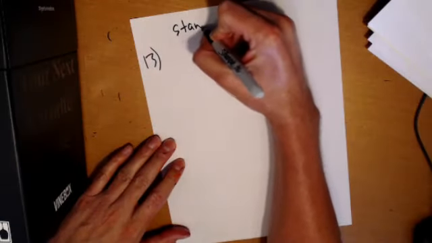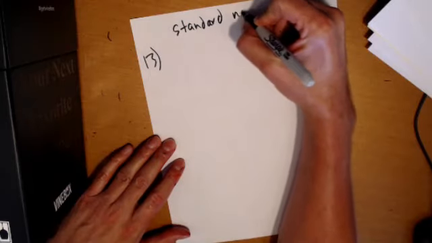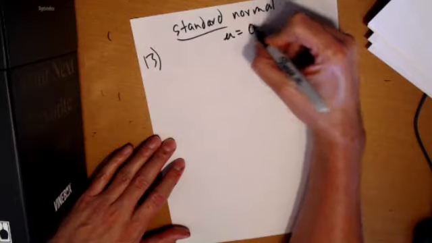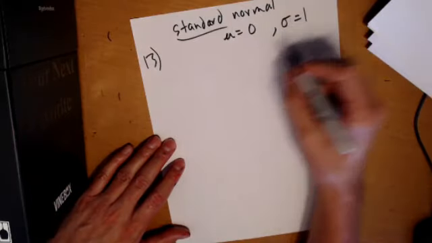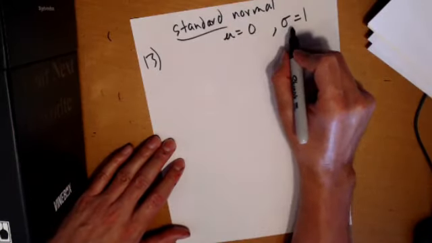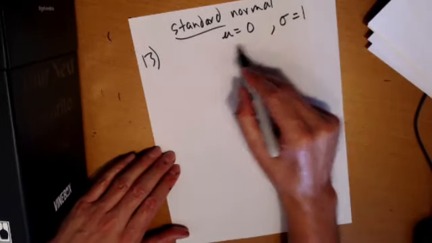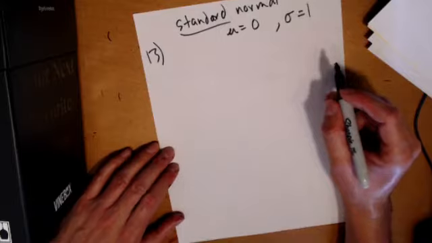So the standard normal. There's many normal distributions, but the standard normal has a mu of 0 and a sigma of 1, a mean and a standard deviation. Technically a population mean and a population standard deviation. Don't get too caught up in those words, just a mean of 0, standard deviation of 1.